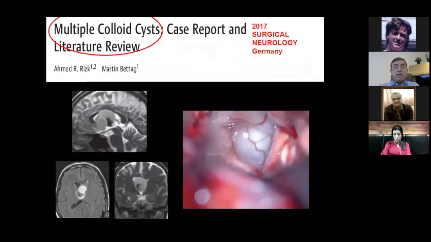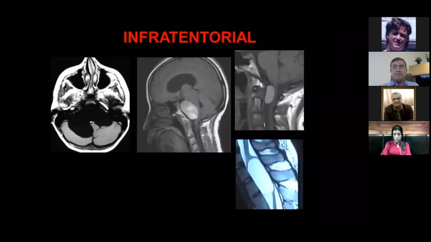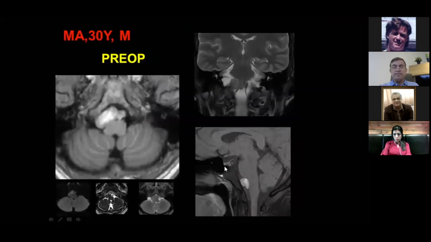It could be multiple, like this one, still suprasellar, supratentorial, but it is multiple. This is from Germany. They could be infratentorial, as this posterior fossa, prepontine, craniocervical junction, and this case of mine in the upper cervical region. And also this case of mine recently, a prepontine lesion, as you can see here.